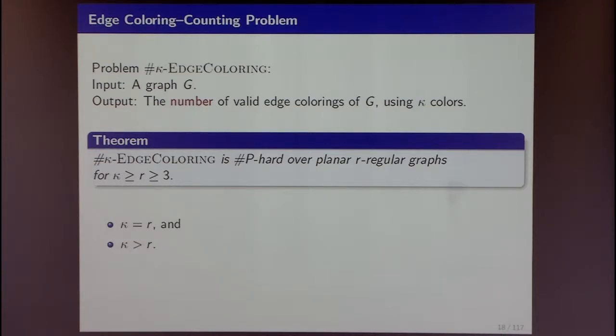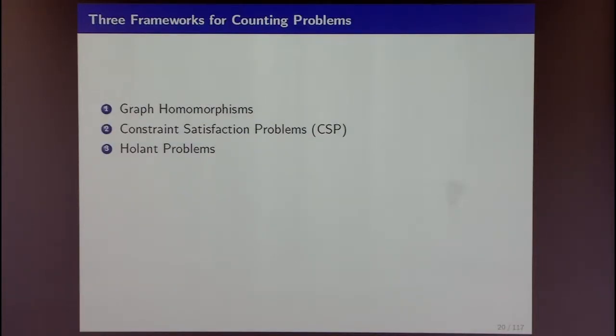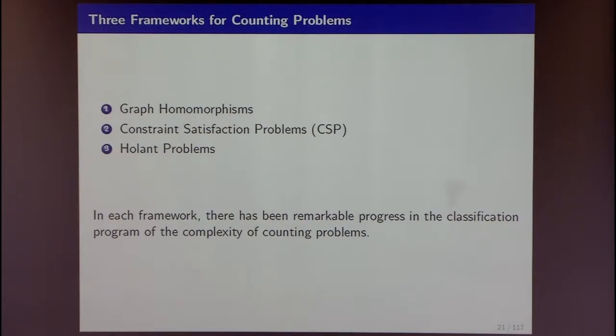So the proof is actually separated into two parts, where the parameter kappa equals r or is bigger, and these are proved in the framework of complexity dichotomy theorems. And that's my third phrase in the title. So I'm going to now move into a description of this framework of dichotomy theorems and counting problems. These problems come in at least three varieties: graph homomorphism, constraint satisfaction problems, and Holant problems. Okay? In each framework, there has been remarkable progress in the classification program of the complexity.